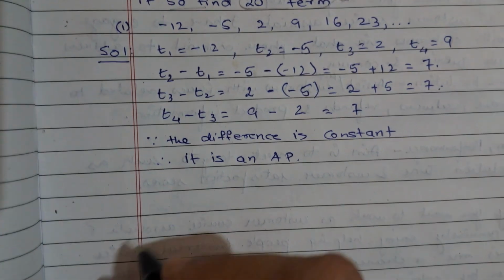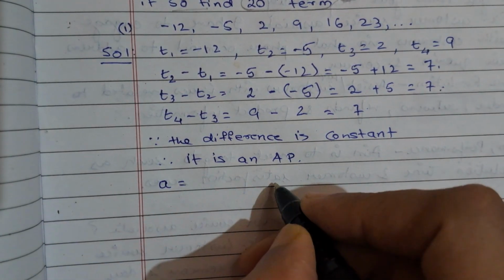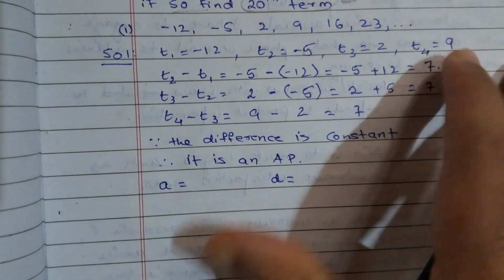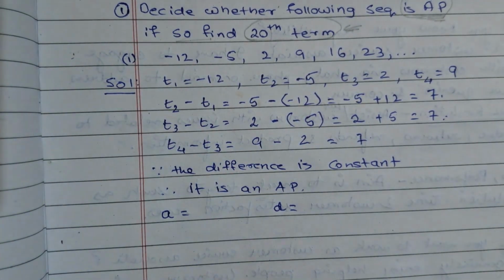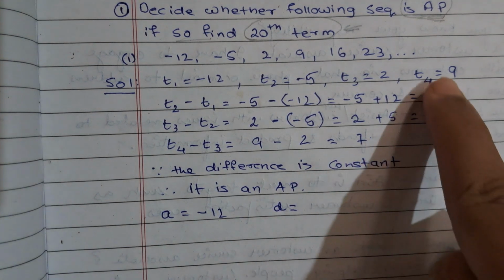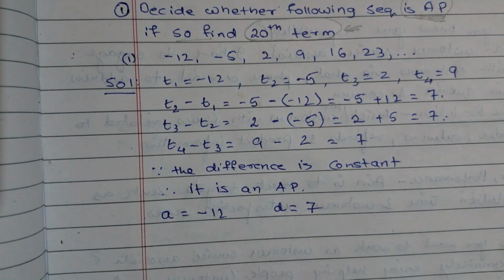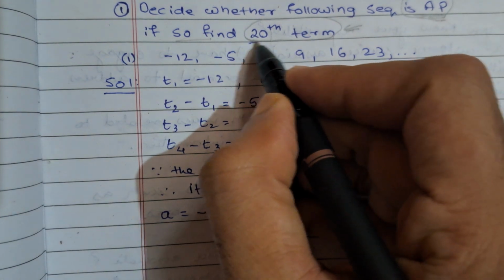Okay, fine. If it is an AP, can you tell me what is A and what is D in this case? A means what? The very first term. Very first term means in this scenario it is minus 12. So I will write minus 12 over here. What is D? D means the common difference. What I can see, every time it is 7. So common difference is 7. Now let's focus on the second part that they are asking.